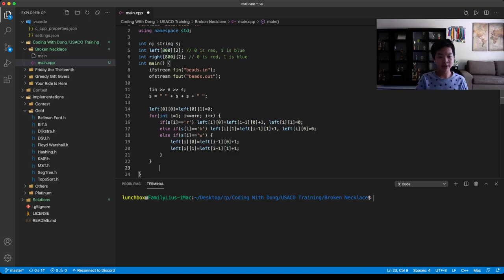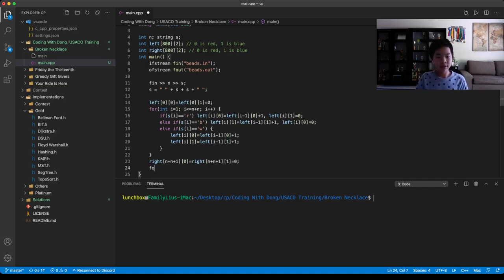So here we have right of n plus n plus 1, because it's basically the space, which is nothing, of 0 will be equal to, you set it the same for the red and blue. Okay, so then you're supposed to loop through from the end to the beginning, so it would be from n plus n, i would be equal to that. i has to be equal to 1, and then just decrease it.